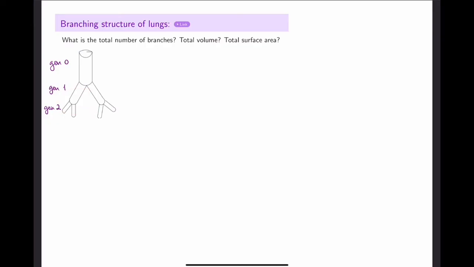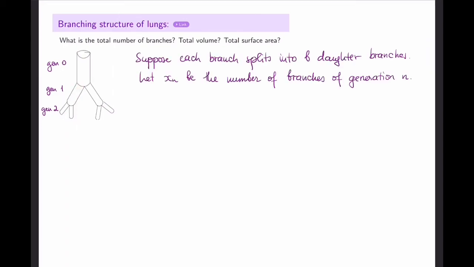What we are going to assume is that each branch, no matter what level it's at, splits into some fixed number of what we will call daughter branches. So we are going to assume that each one splits into b, for most generality. For some b, what I have in the picture is always 2. Each branch always splits into 2, but that need not be the case.